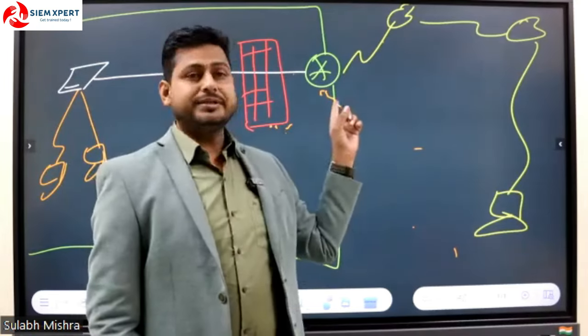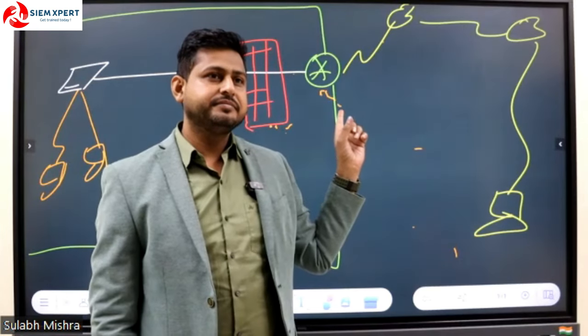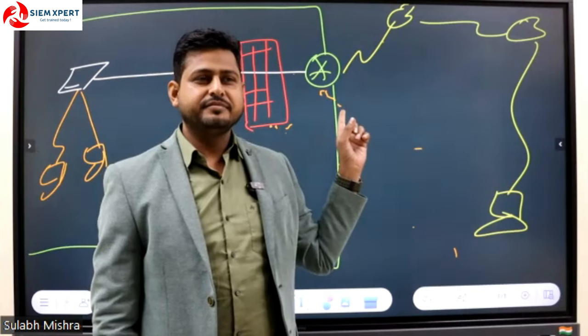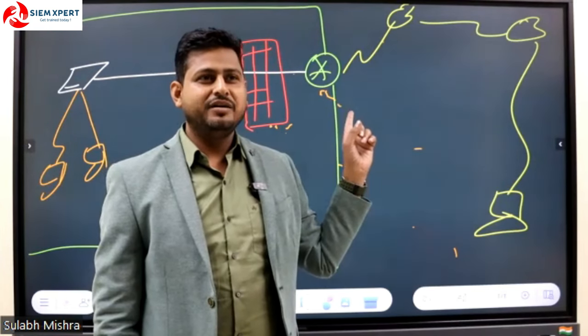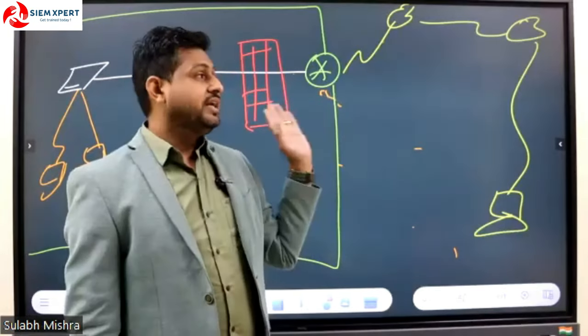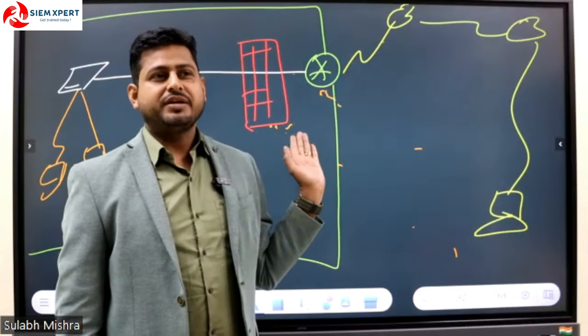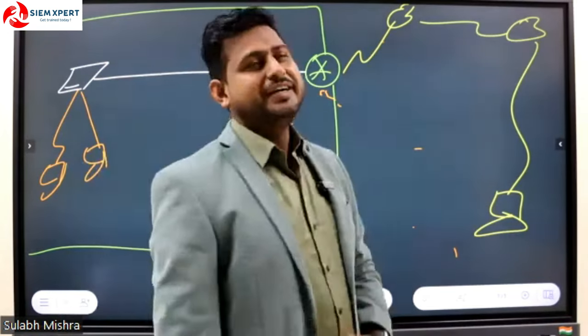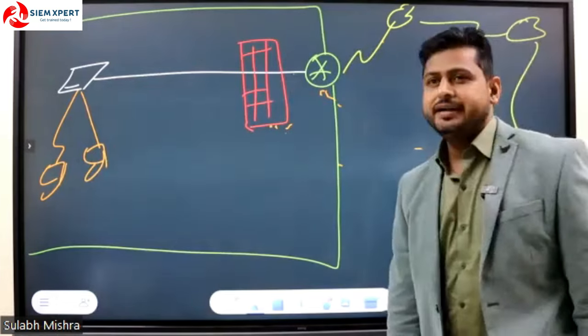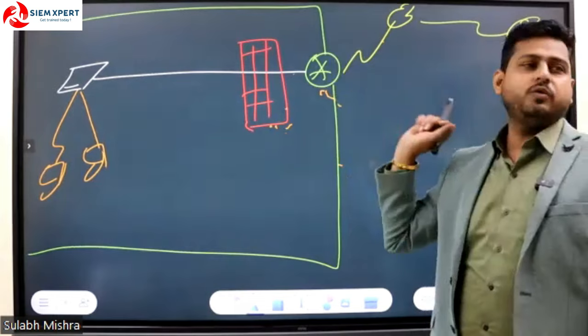A router works on which layer? Layer number 3. Layer 3, right? Because it is an IP address. And firewall works on layer number? Layer 3, layer 4, for transport. Layer 3 and 4, right? Some people say that if your firewall works on layer number 3, why do you use a router?